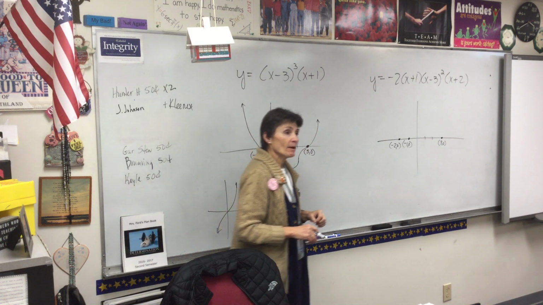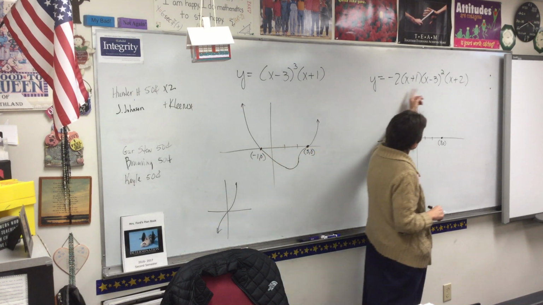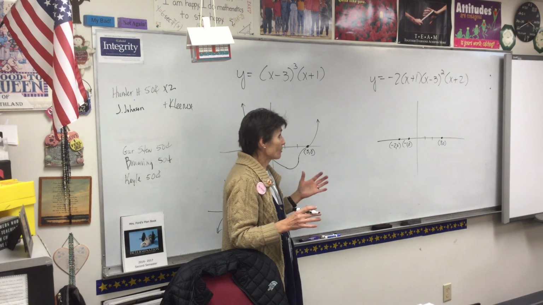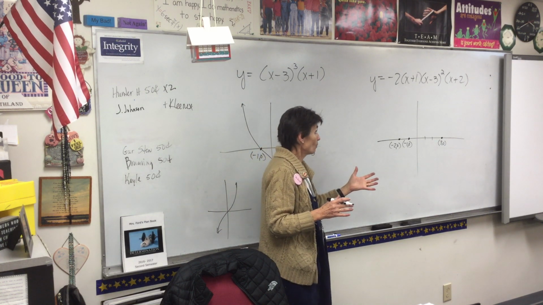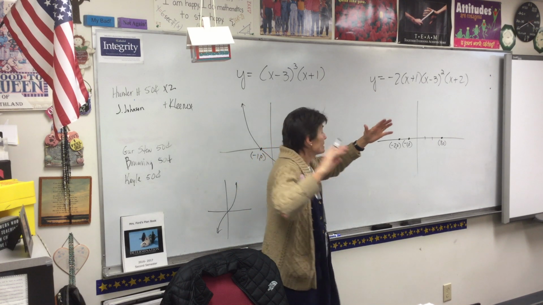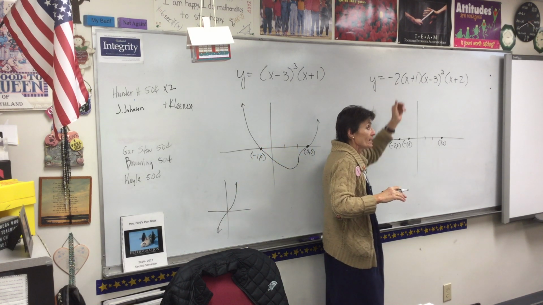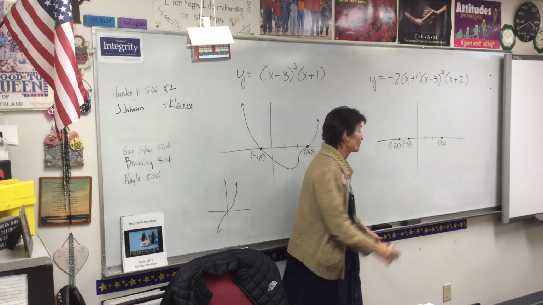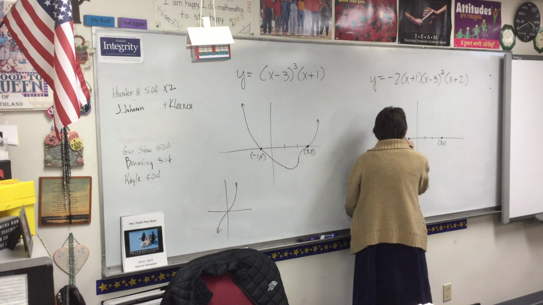All right, let's count up our x's. How many do we have? 1, 2, 3, 4. So this is another even, x to the 4th, which should be up. But what is changed? Negative. The negative. So instead of being up, it's going to be down. So we're going to start down here.